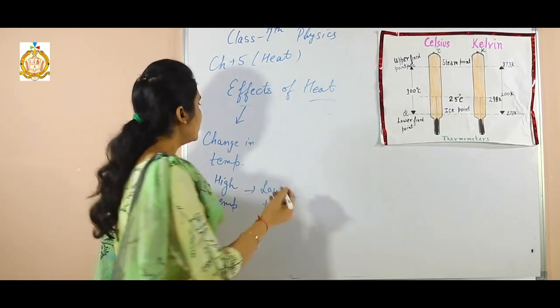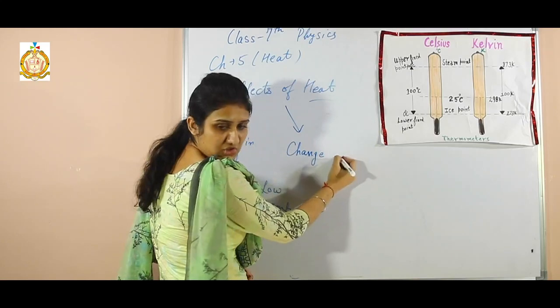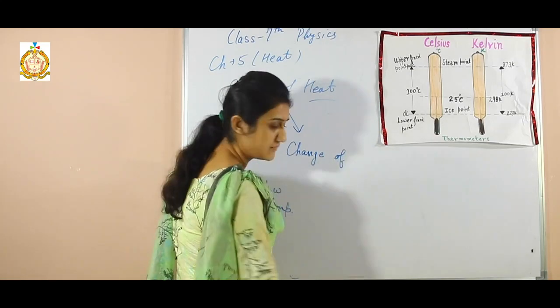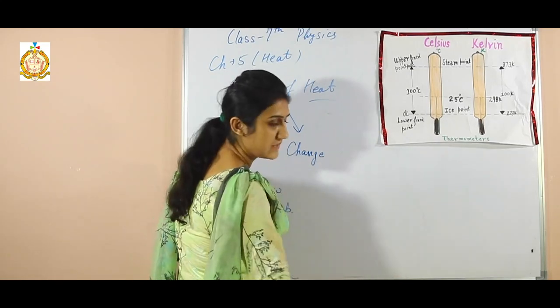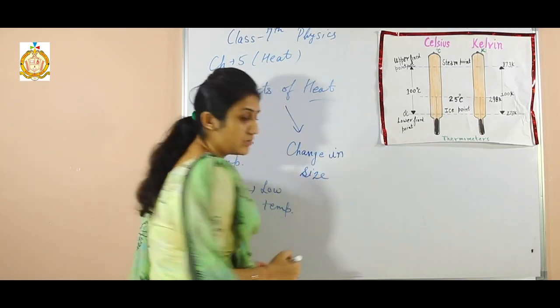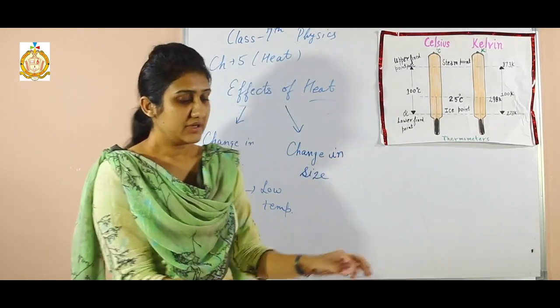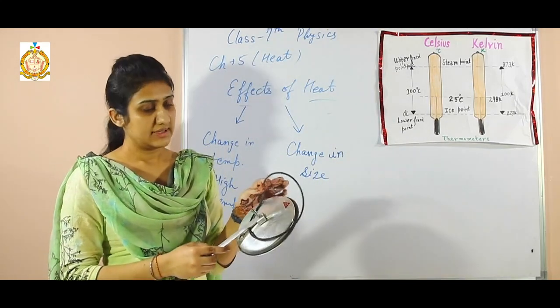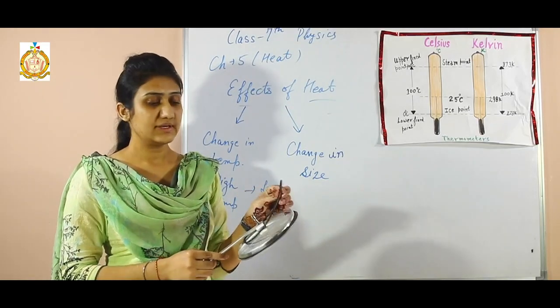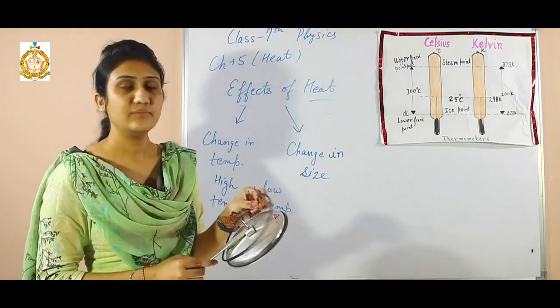Next point is change in shape or change in size. You can observe this with the help of an example. The rubber ring of a pressure cooker lid becomes loose because it increases in size when heated again and again. So it becomes loose.